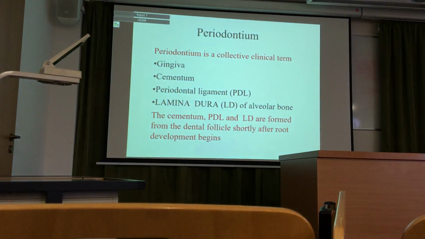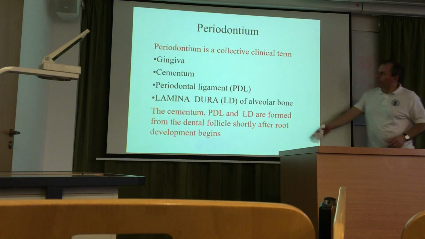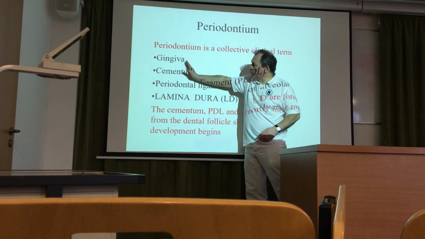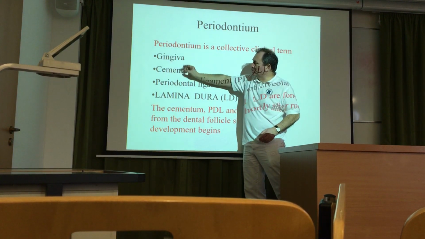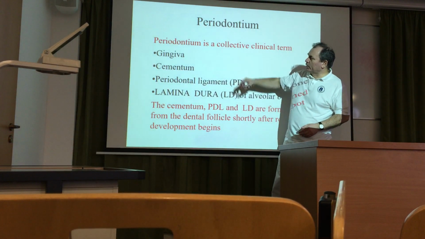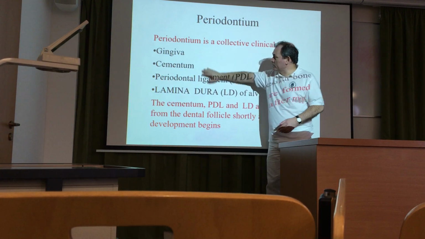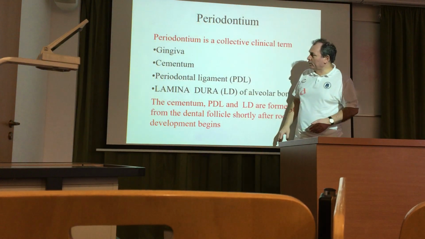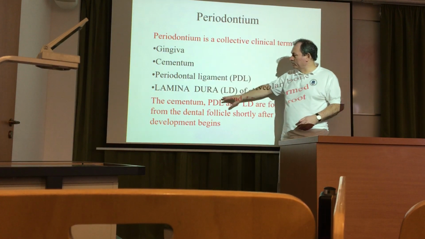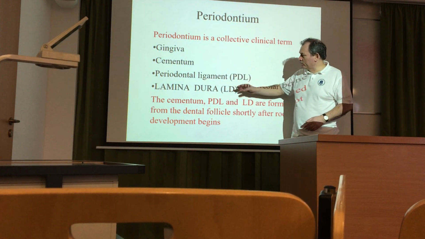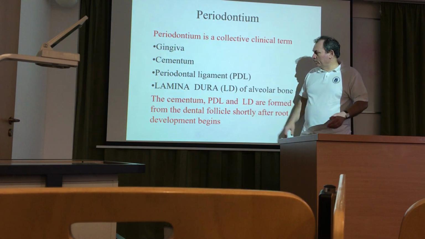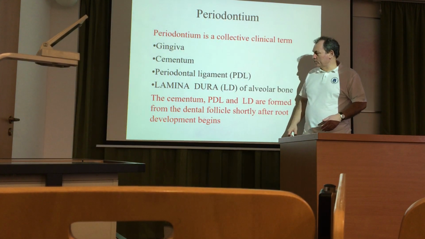We will talk about the gingiva and the surrounding periodontal sulcus, or gingival sulcus, and the content of the gingival sulcus. So inside the periodontium we have this content: the cementum, the periodontal ligament, as I mentioned, and the lamina dura, the surrounding bone of the socket.